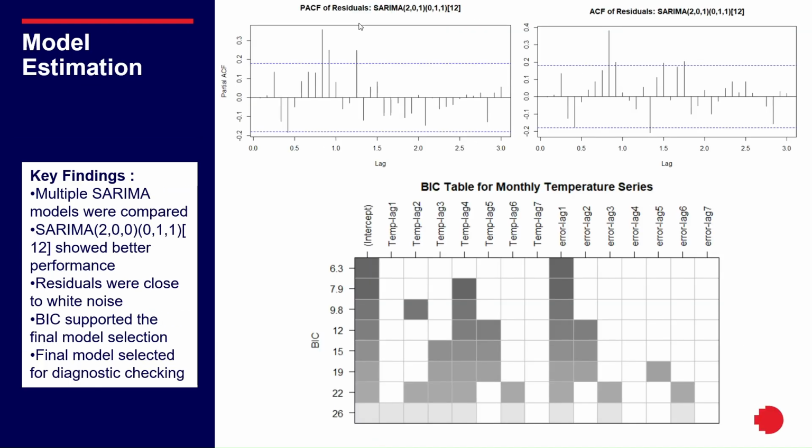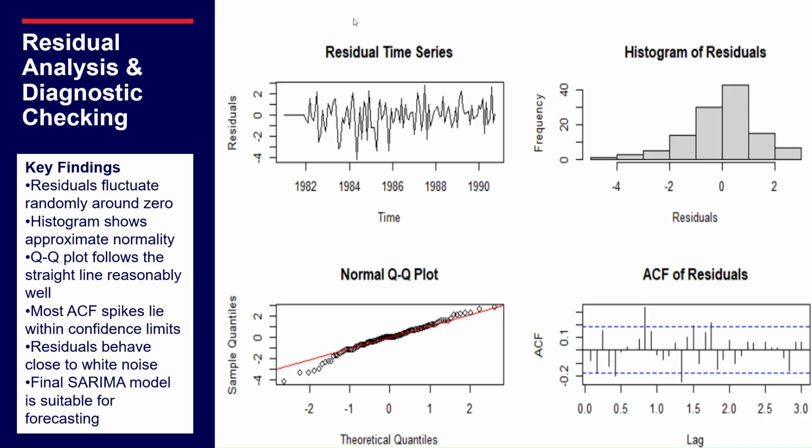In the model estimation stage, multiple SARIMA models were compared. The residual ACF and PACF plots were used to check whether the residuals were close to white noise. The BIC table was also used to compare model performance while considering model complexity. Based on the residual behavior and BIC results, then SARIMA was selected as the final model.